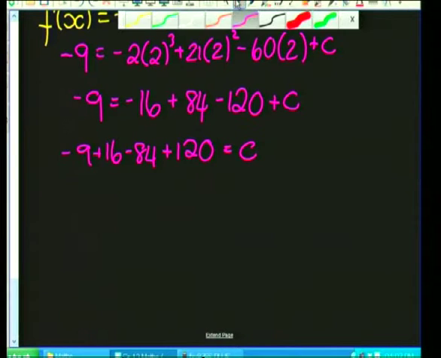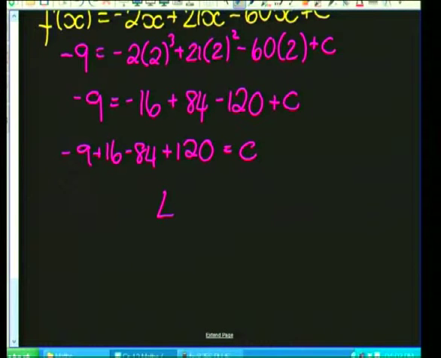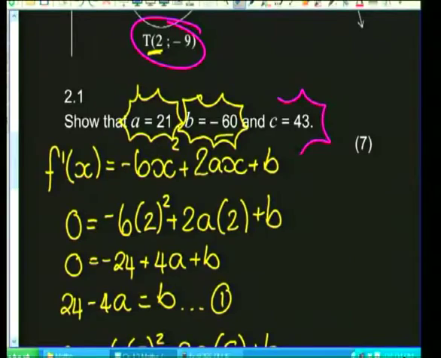Work it out on your calculators, grade 12s. Mine covers my work, so I'm battling to see it. So there we go. You're going to be able to work that out and get the c value of 43. And that gives us exactly what they were asking of us. We've proven all three values.